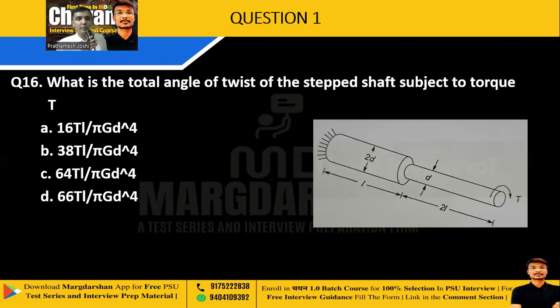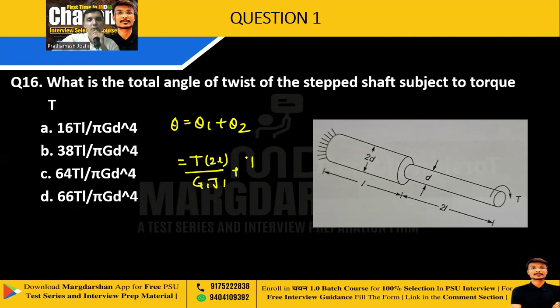Now, what is the total angle of twist for the stepped shaft subjected to the torque T? Always remember, since this is a series, the total theta will be equal to theta 1 plus theta 2. For theta 1, the torque will be the same, T into 2L upon G1 into J1, plus the torque is the same, into L upon G2 into J2. Just do it, I am leaving the calculation to you because the calculation is very easy from here. In place of J1, put pi by 32 into D to the power 4, and in place of J2, pi by 32 into 2D to the power 4. Rest is all simple. Okay. And you will get option D as the correct answer.